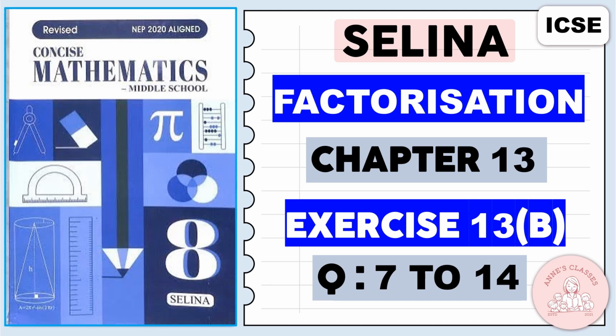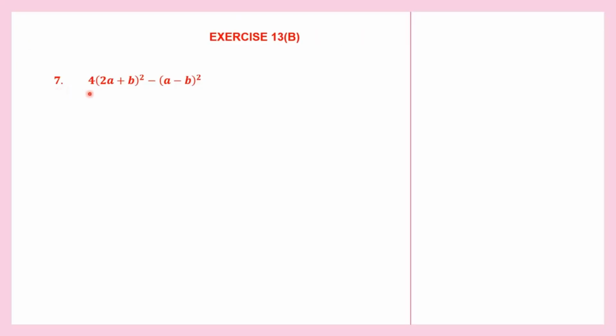Let's do Factorization, Chapter 13. Question 7. So here we have 4 into 2a plus b the whole square minus a minus b the whole square. Now if we have to get this in the form of a square minus b square, we can apply the formula, isn't it? Now how do we get this part into a square?